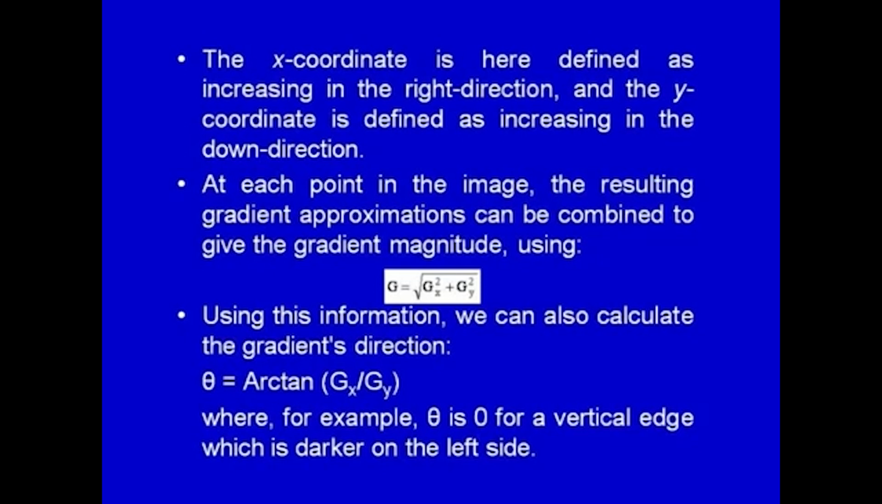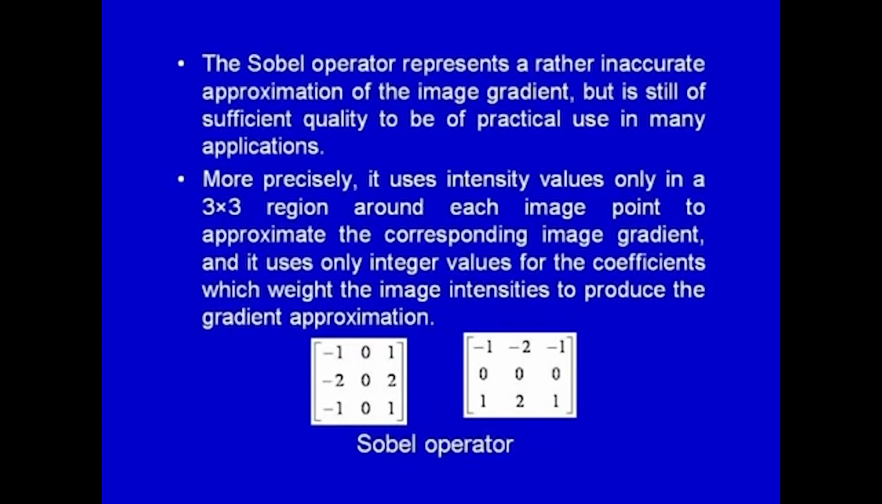Using this information, we can also calculate the gradient direction, that is theta is equal to arctan of gx divided by gy, where for example, theta is 0 for a vertical edge which is darker on the left side. The Sobel operator represents a rather inaccurate approximation of the image gradient, but is still of sufficient quality to be of practical use in many applications.